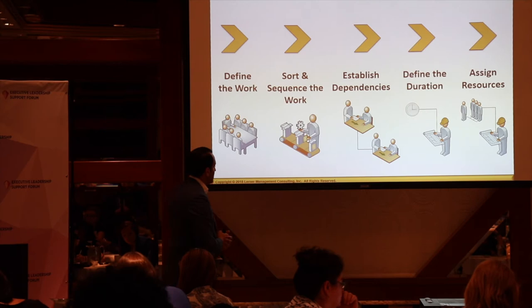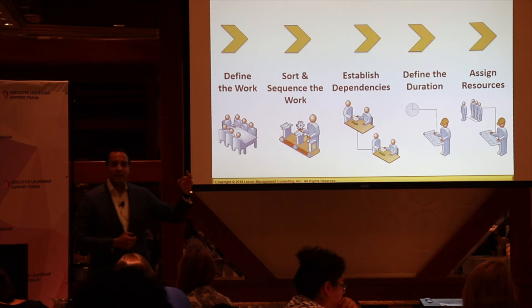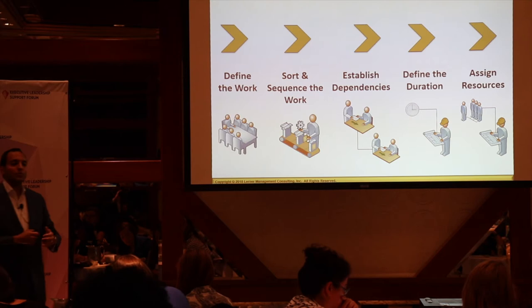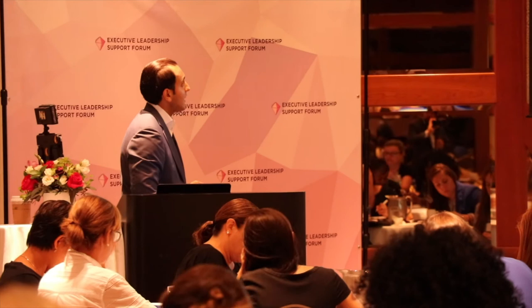The next thing, you have to define the duration. Maybe task A is only gonna take 15 minutes, but task F is gonna take 4 days. So each discrete task would have its own duration. And then finally, you need to assign the resources. That could be a vendor, it could be an actual named resource. That's pretty much what the overall lifecycle schedule management process would look like.